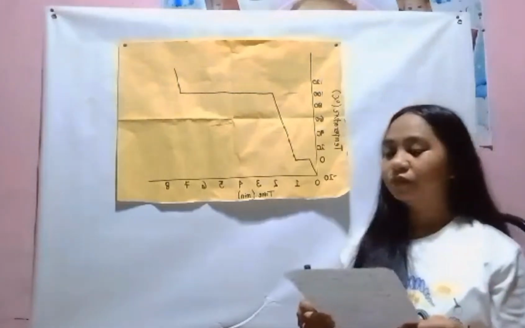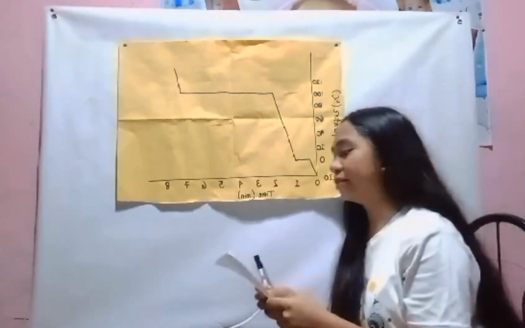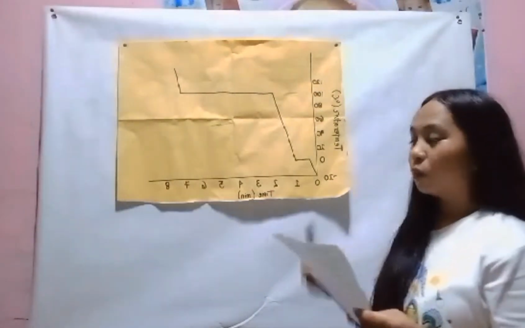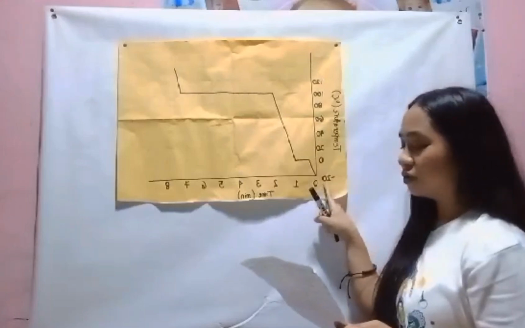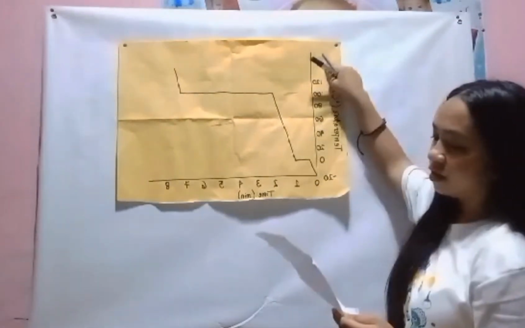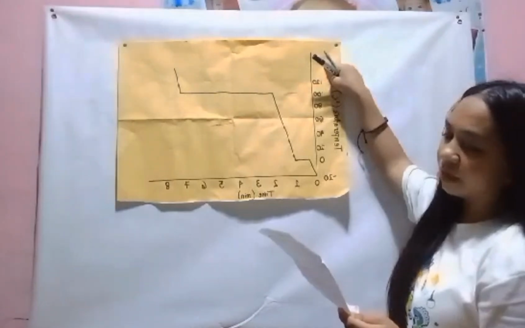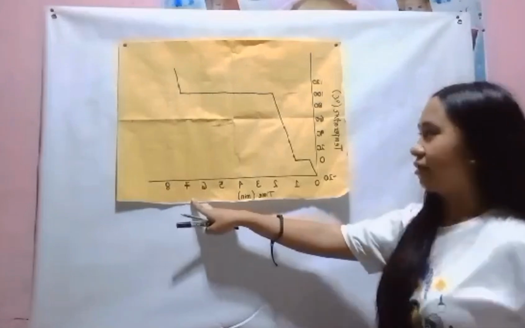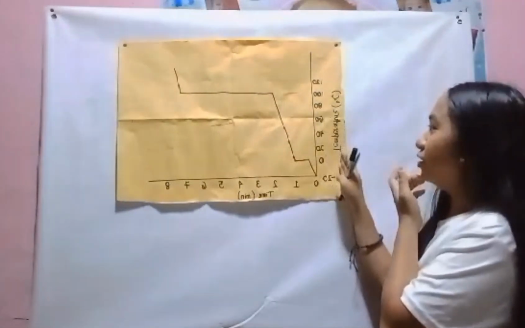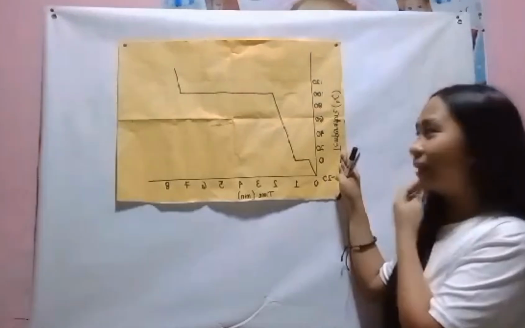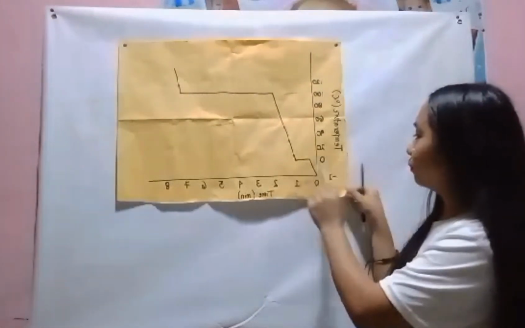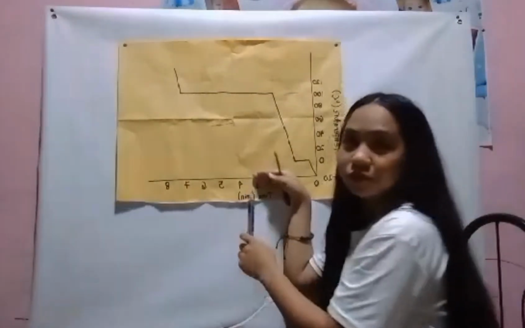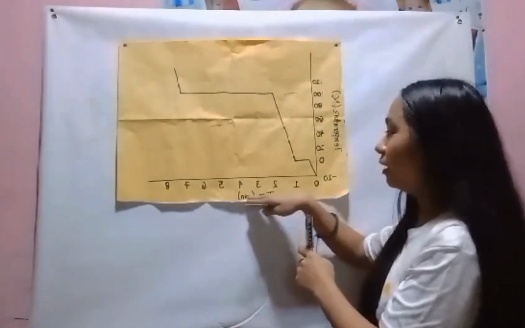This graph shows the temperature versus time graph of water. The temperature of water increased from negative 20 Celsius to 120 Celsius over 7.5 minutes. The vertical axis is the temperature in Celsius, where we can see 0 to 120, and at the bottom is the time in minutes.